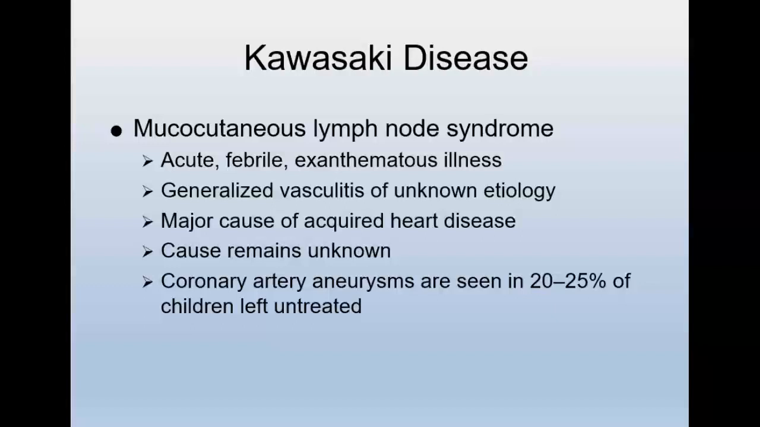An infectious or possibly toxic trigger initiates an immune system response that affects medium-sized arteries, especially the coronary arteries. A generalized immune response becomes more specific, with increasing numbers of T lymphocytes and B lymphocytes infiltrating the smooth muscle cells of the vascular walls. The infiltration causes edema and inflammation, which progressively weakens the vascular wall, leading to aneurysms.